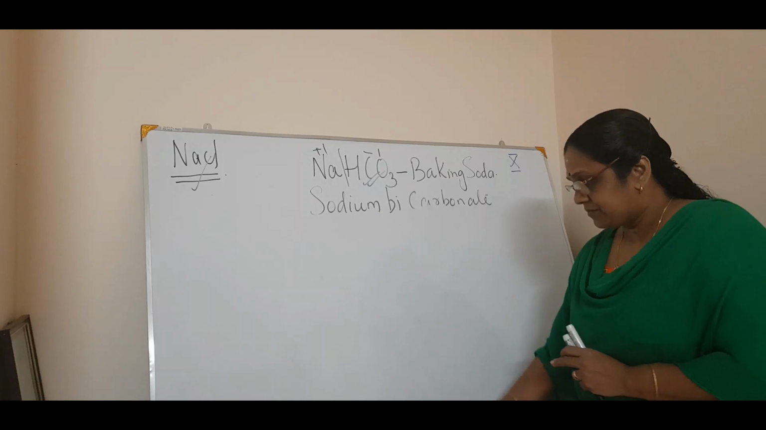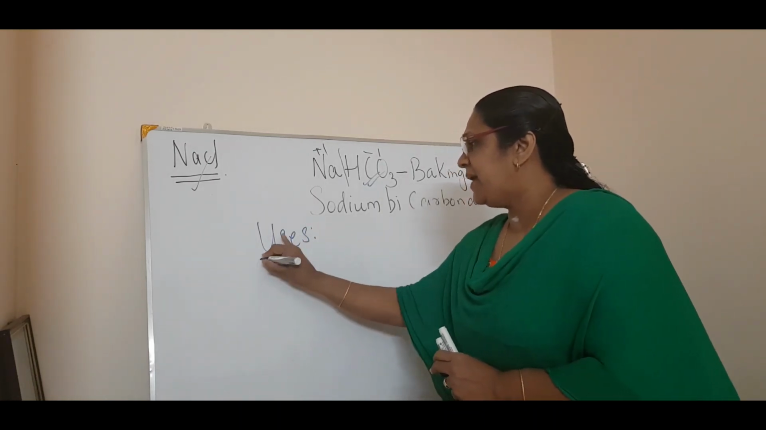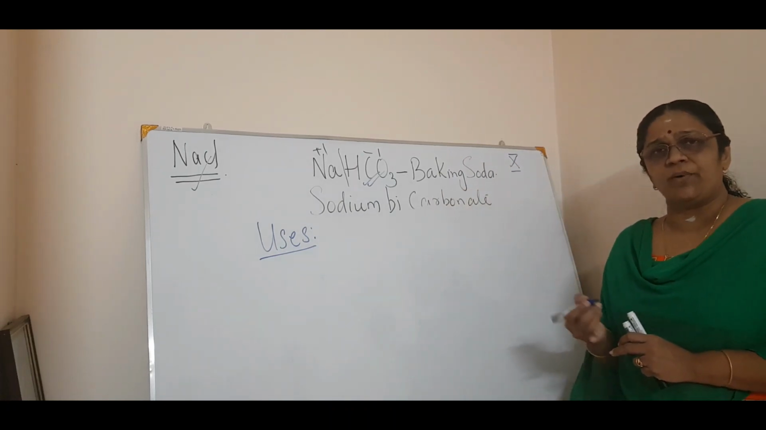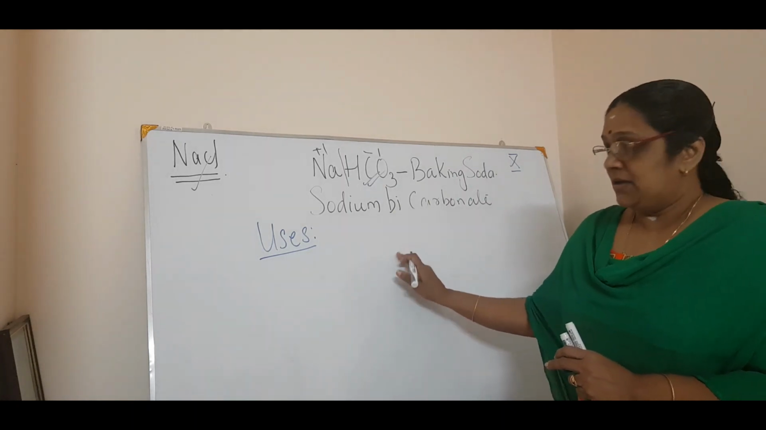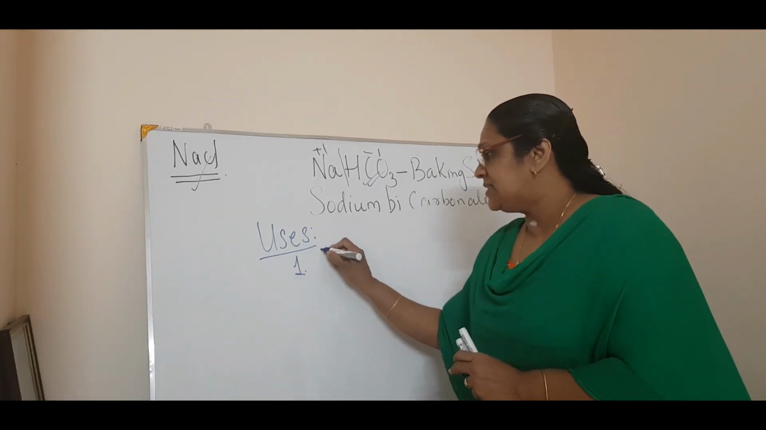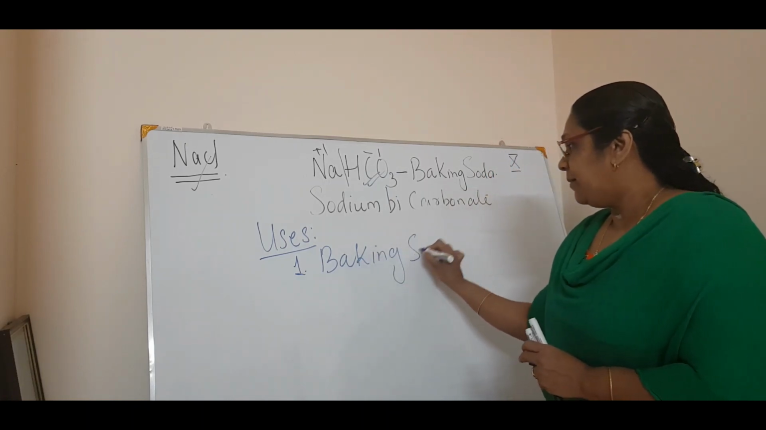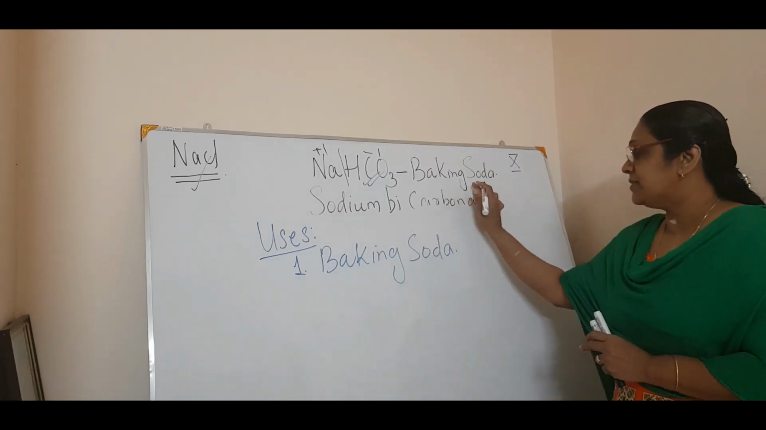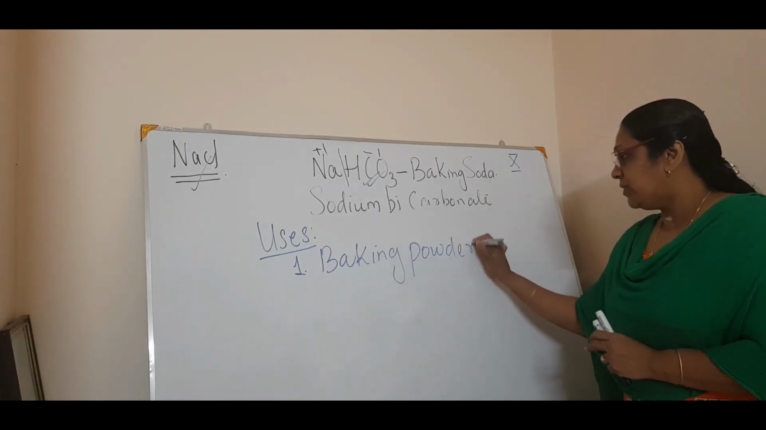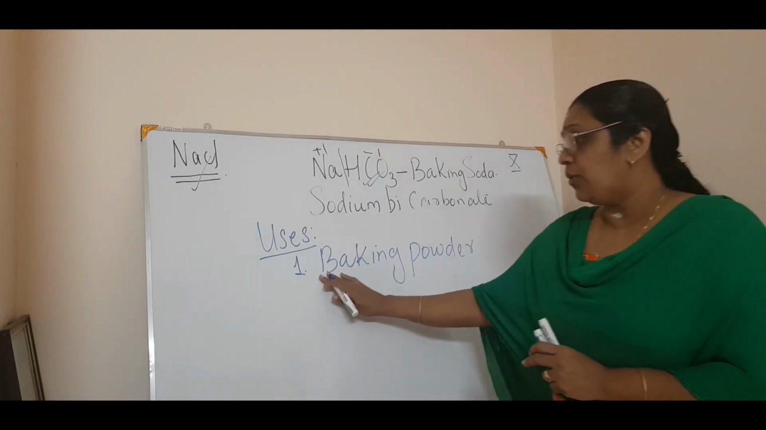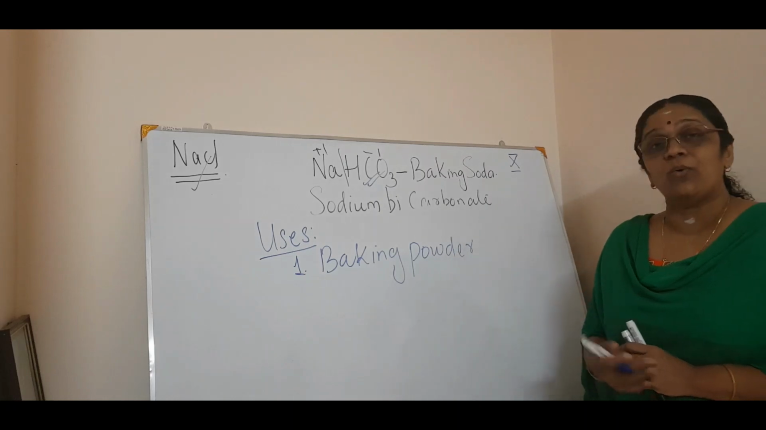Now, the uses. What are the main three uses we will study for each compound? What are the main uses of baking soda? The first use of baking soda is to make baking powder. See, baking soda and baking powder are different.